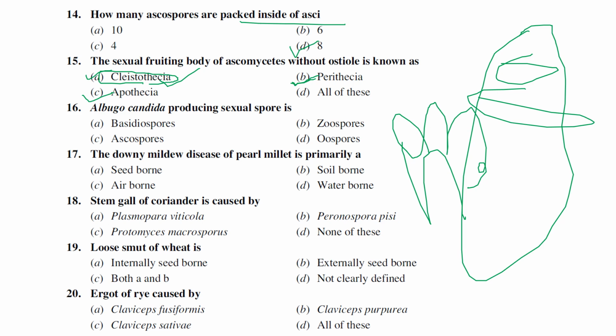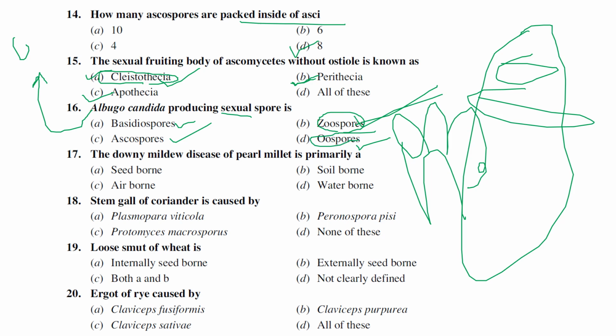Next one is Albugo candida producing the sexual spores, known as. First of all, we understand that Albugo candida is an Oomycete pathogen, generally causing white rust, right? So basidiospores, not at all, because that is Basidiomycota. Zoospores: they asked for sexual spores. Of course zoospores belong to Oomycetes, but zoospores are asexual spores. Oospore, ascospore: ascospore is Ascomycota. Since it is an Oomycete, the sexual spore is the oospore, the asexual spore is the zoospore. So the answer is oospore.